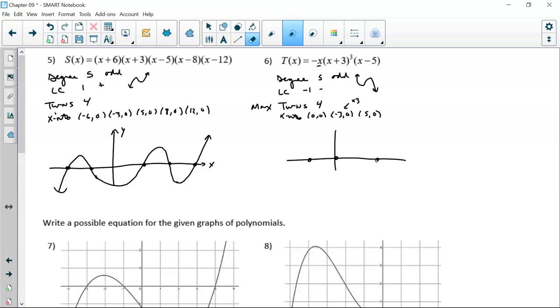So what's going to happen to have this shape? It's going to go down through. Now when a multiplicity is 3, when it's odd, it's actually going to go back through again. And then it's going to turn and go back down again. So that's the basic shape of our graph.